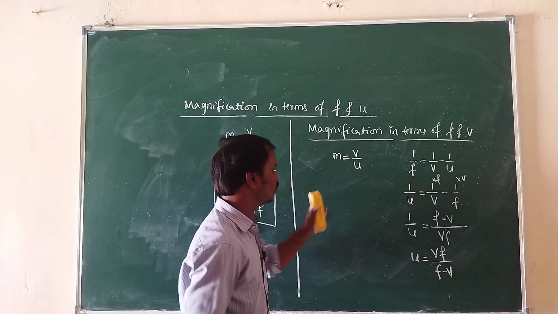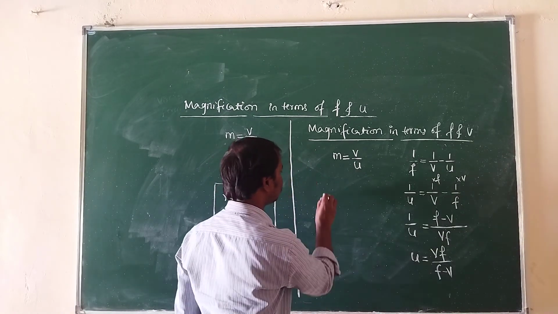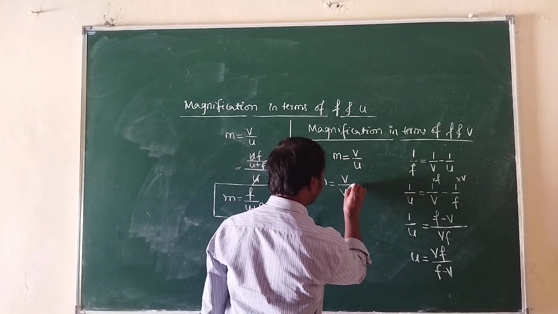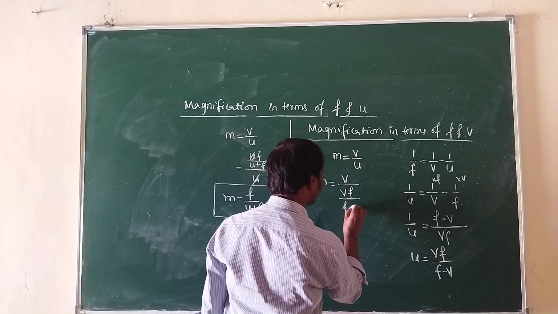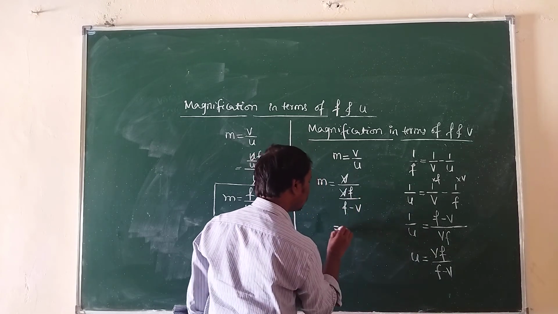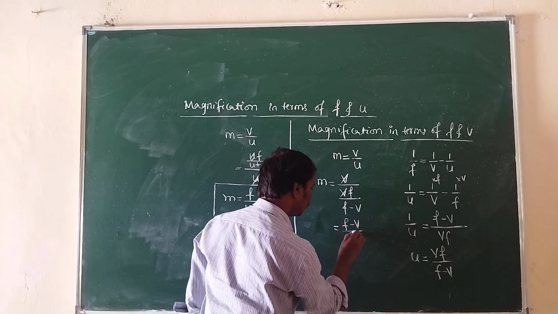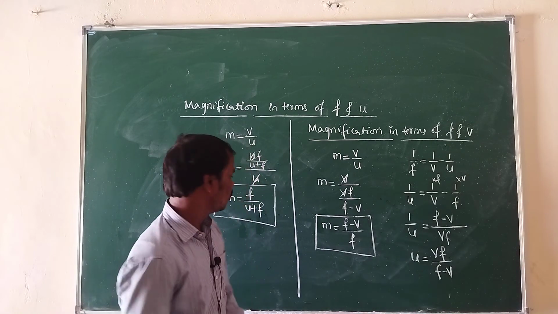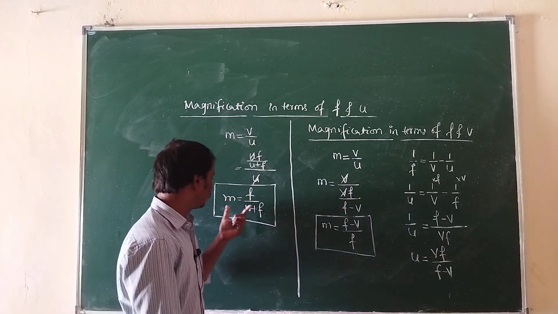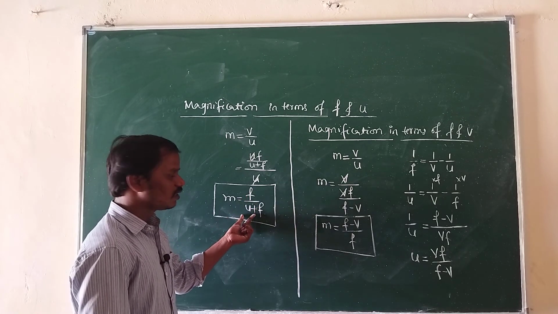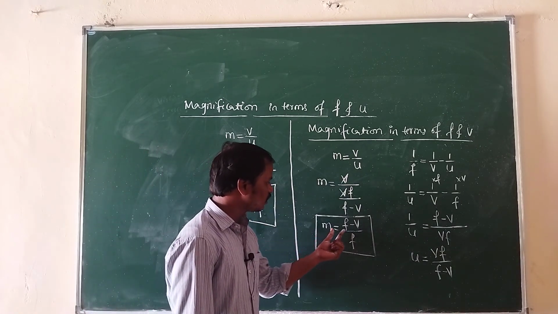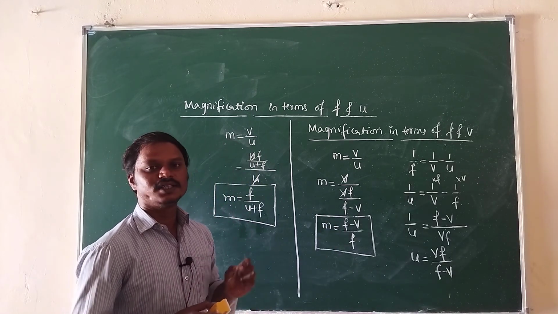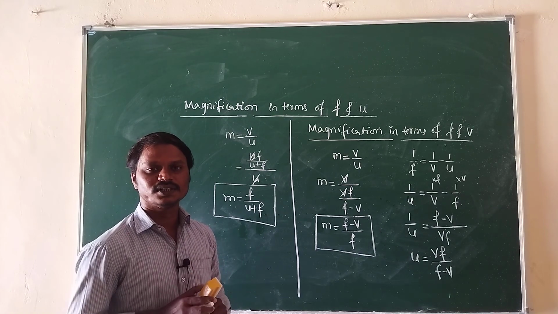So let us substitute this in the equation. Now we will get m is equal to v by u, which is nothing but v into f divided by f minus v. Then v gets cancelled. Now it is f by f minus v. Now this is the magnification in terms of focal length and image distance. So remember these two formulas. This is the magnification in terms of focal length and object distance, and this is the magnification in terms of focal length and image distance. Okay. So in the next class we will discuss the numerical applications related to the combination of lenses.